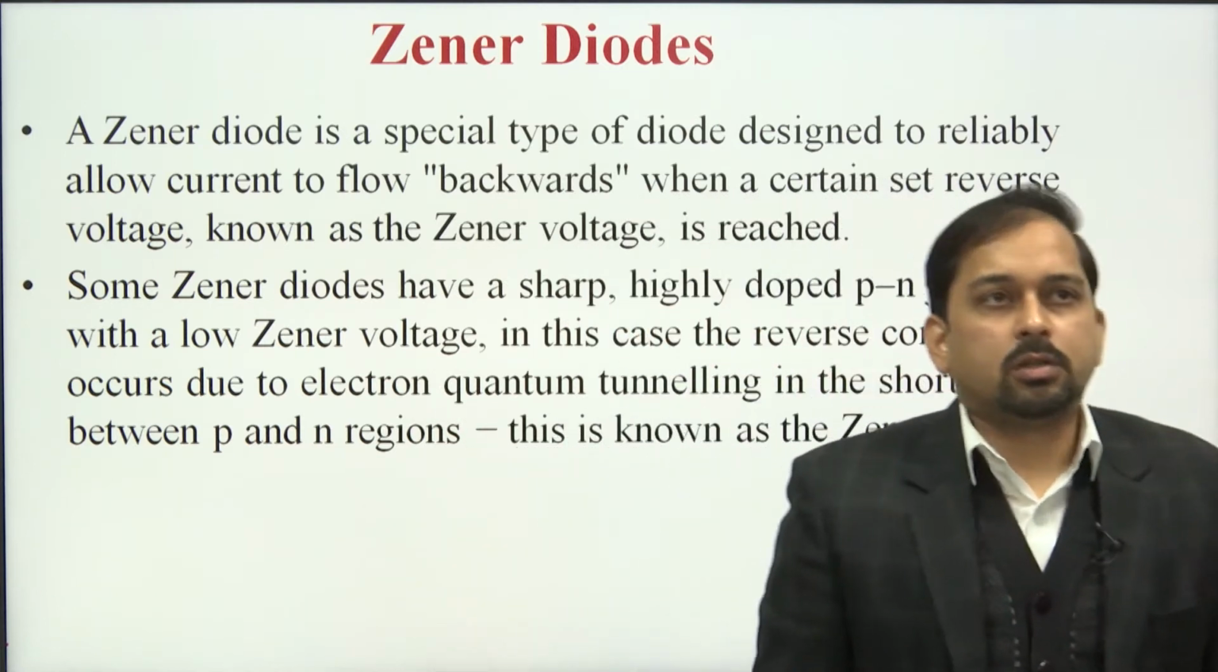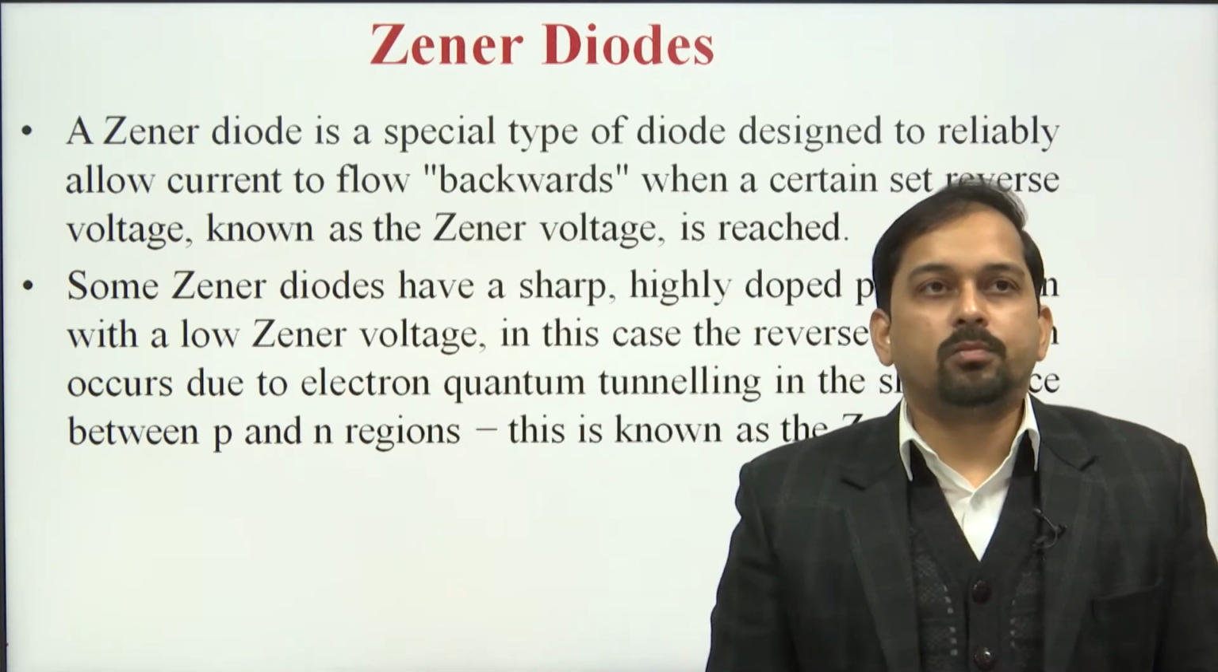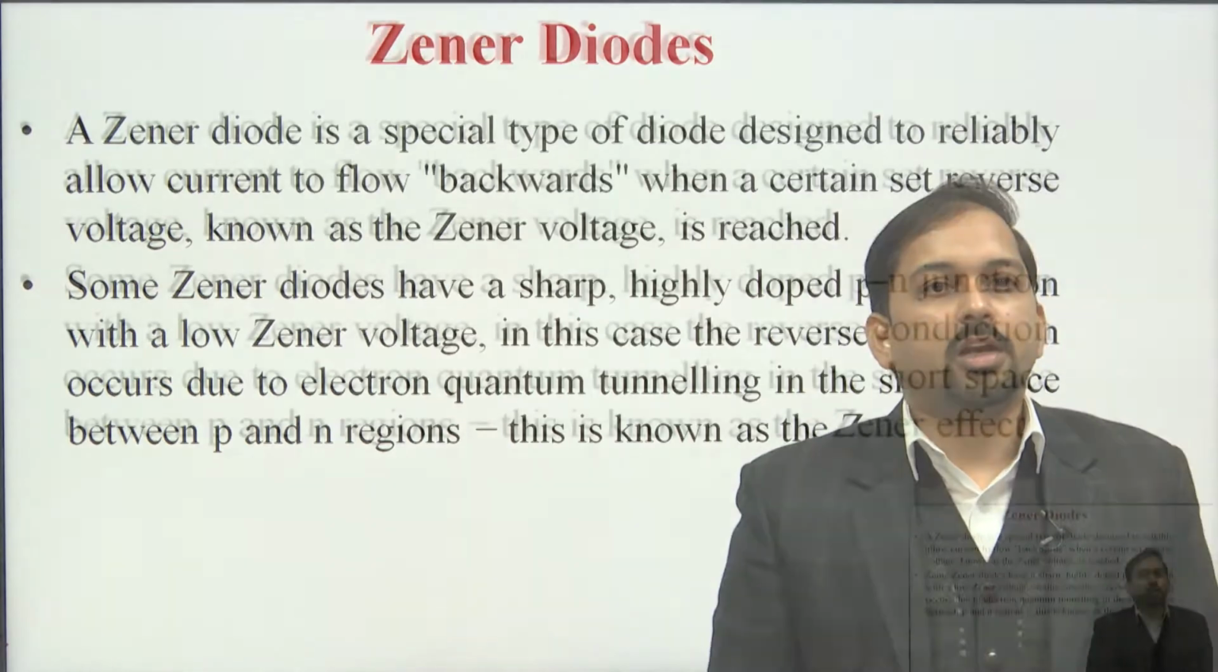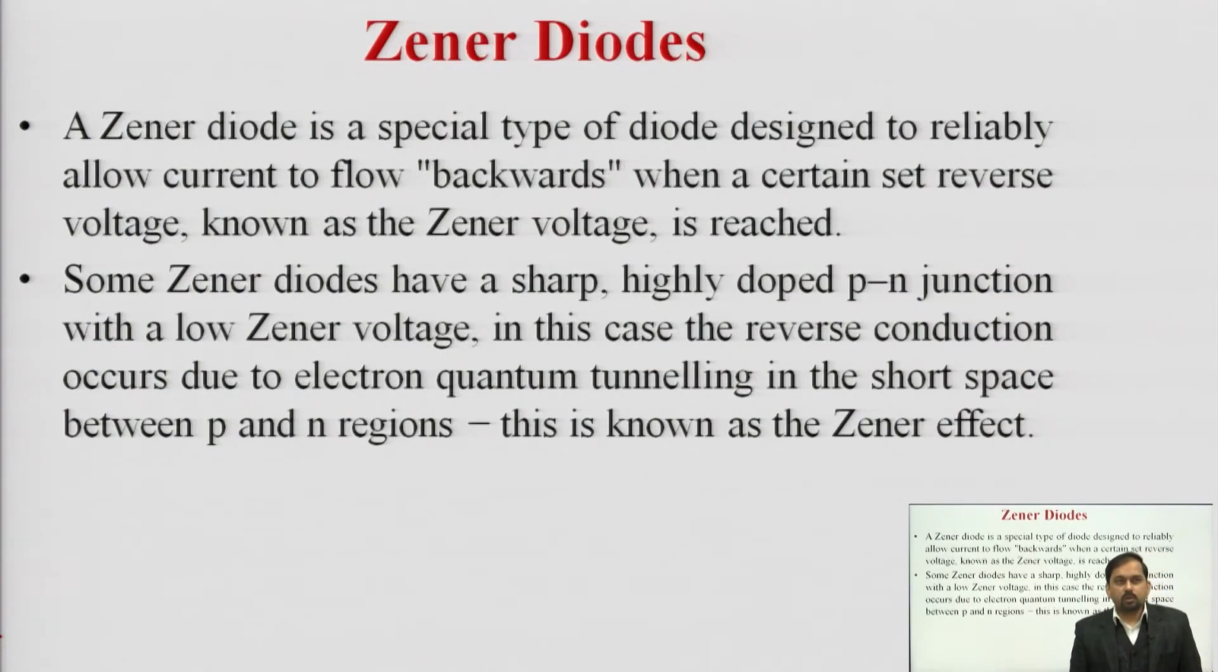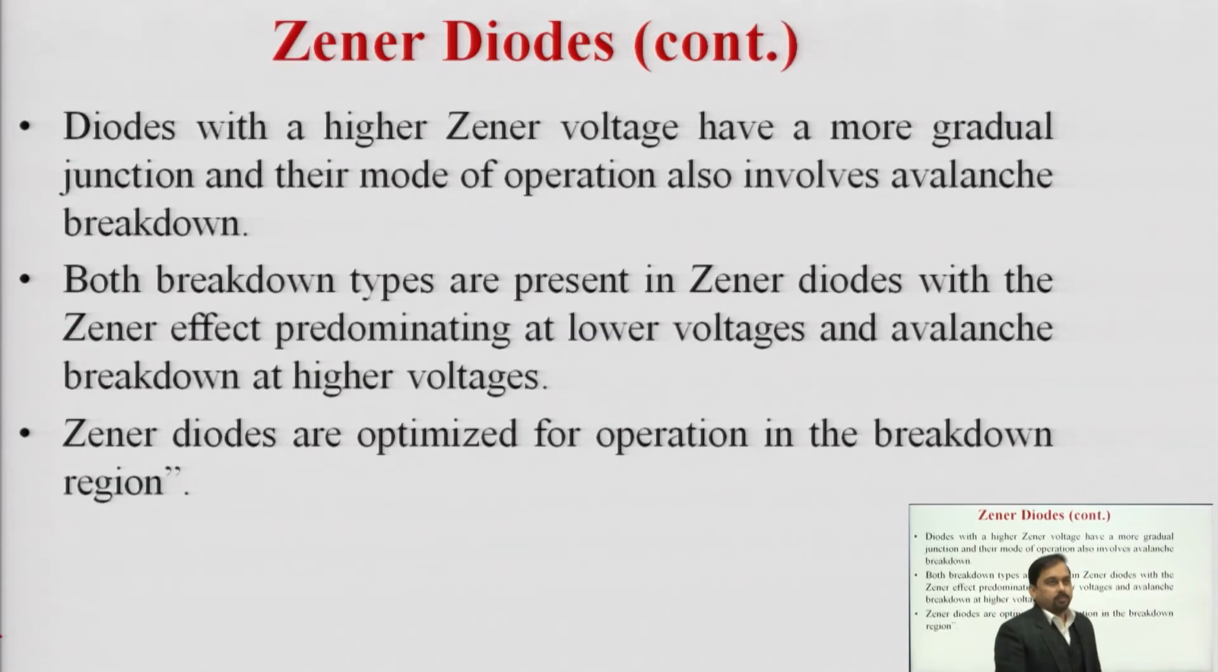A Zener diode is a special purpose diode which is designed to operate in a reverse bias condition. Some Zener diodes have very sharp and highly doped p-n junctions with a low Zener voltage. In this case the reverse conduction occurs due to the electronic quantum mechanical tunneling effect, across the short space between the p and n region. This is known as the Zener effect.